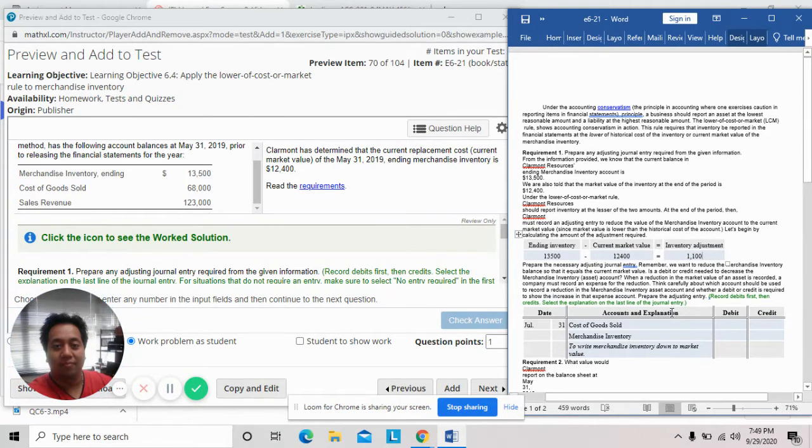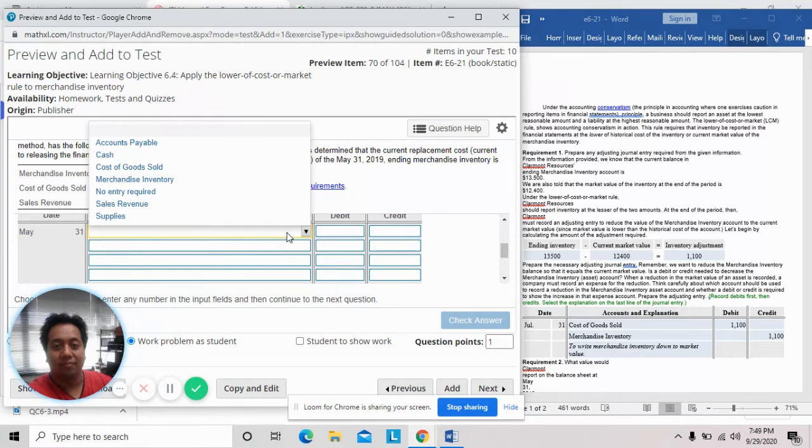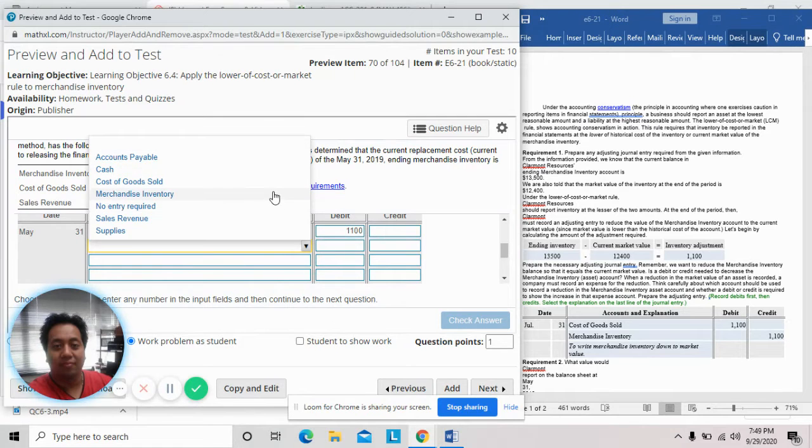So this journal entry, adjusting entry, would be a debit in cost of goods sold. That's 1,100. And a credit in merchandise inventory. The purpose of this entry is to write merchandise inventory down to the market value as I mentioned. So if I go here, that'll be a debit in cost of goods sold, 1,100. Credit, merchandise inventory.